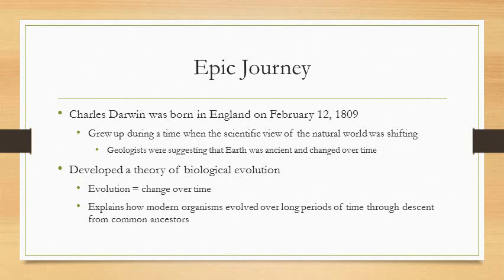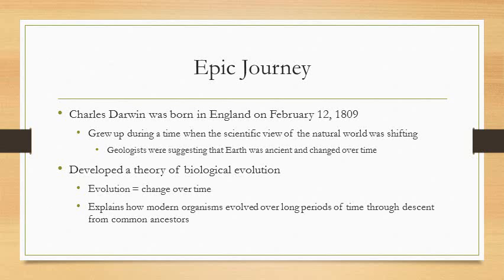There was still a lot of religious thinking going on, but there were people who were trying to move from that and give different explanations. Most notably were geologists. They were suggesting that Earth was much older than they thought, and it had been changing over time. It was not always the same. With this, as Charles Darwin went through his journey, collected all the specimens, he came up with his theory of biological evolution. The definition we will be using is that evolution is going to be the change over time. And this is going to explain how modern organisms evolved over long periods of time through descent from common ancestors.